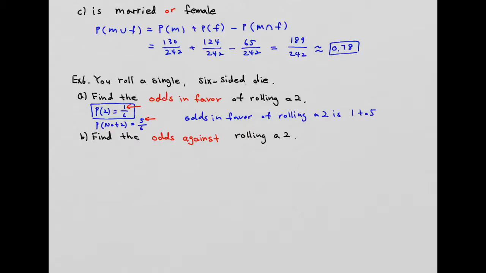Okay, then let's look at the other one. What about odds against this time? We are looking at the same probabilities. But when it says odds against, we're going to put the not-2 number first. It's not going to be 2. We're going to write that first. So it's going to be 5 to 1.